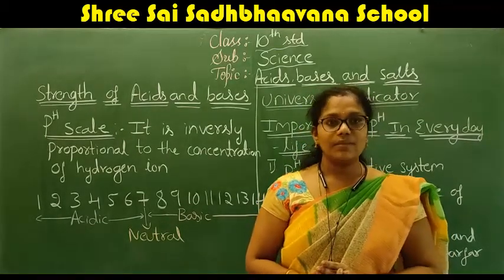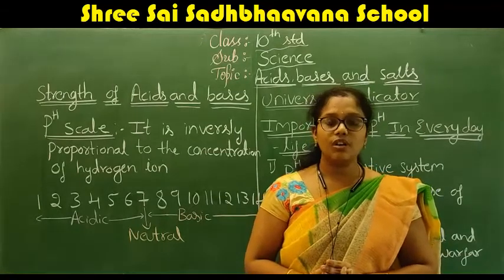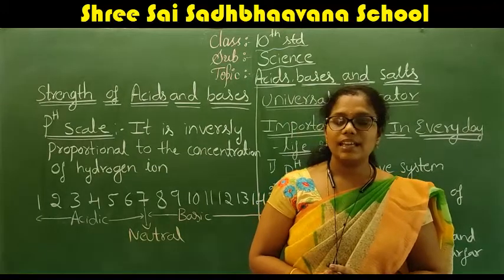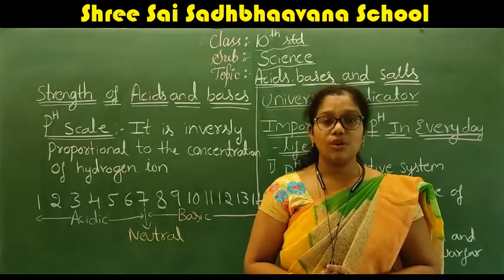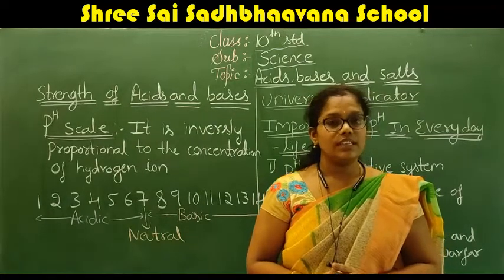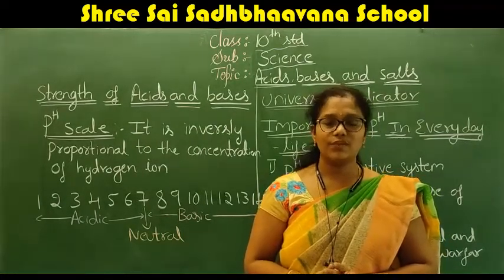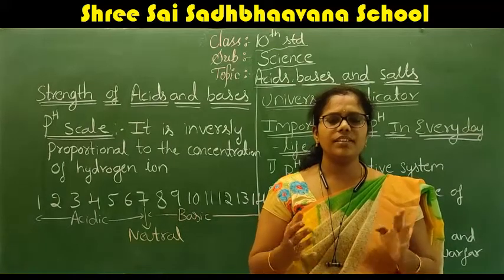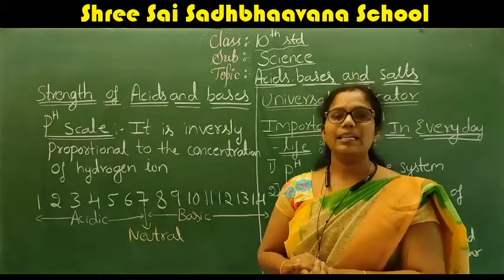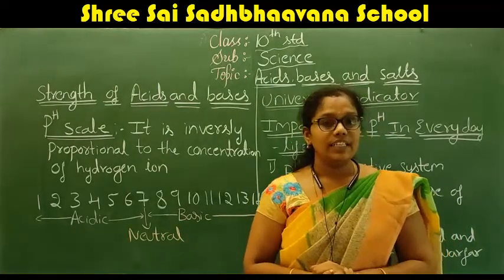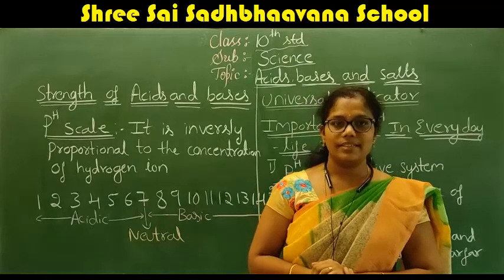If a metal reacts with a base, it forms salt and liberates hydrogen gas. If a base reacts with an acid, it forms salt and water. If a non-metal oxide reacts with a base, it forms salt and water. These are some of the important physical and chemical properties we discussed about bases.